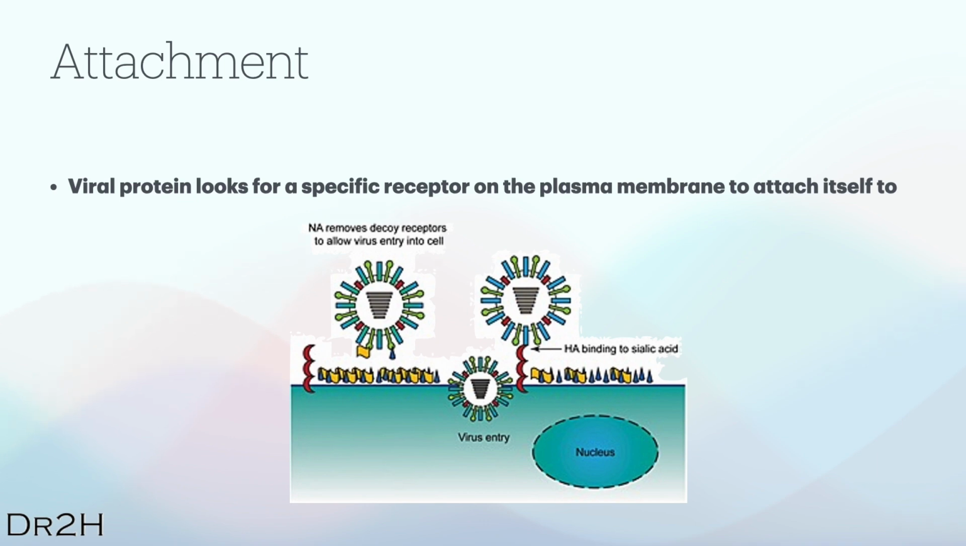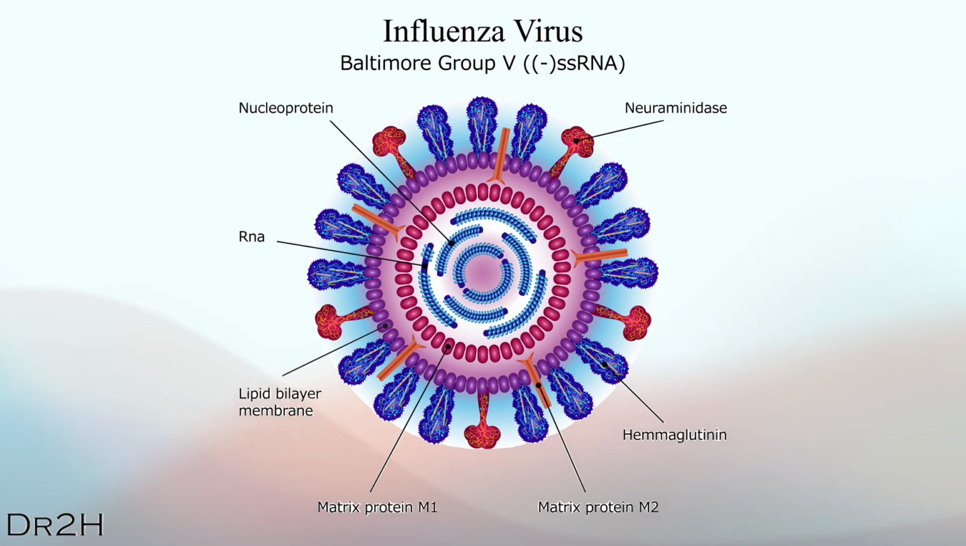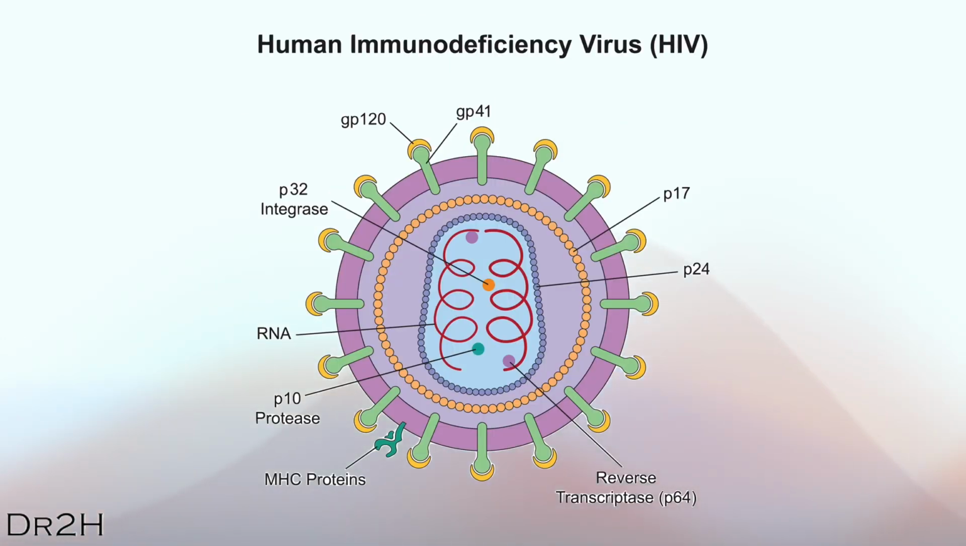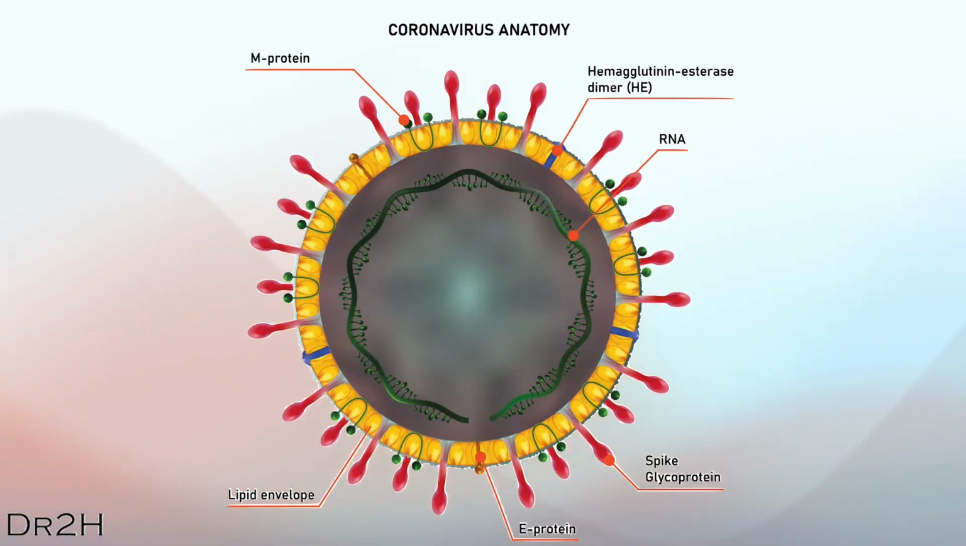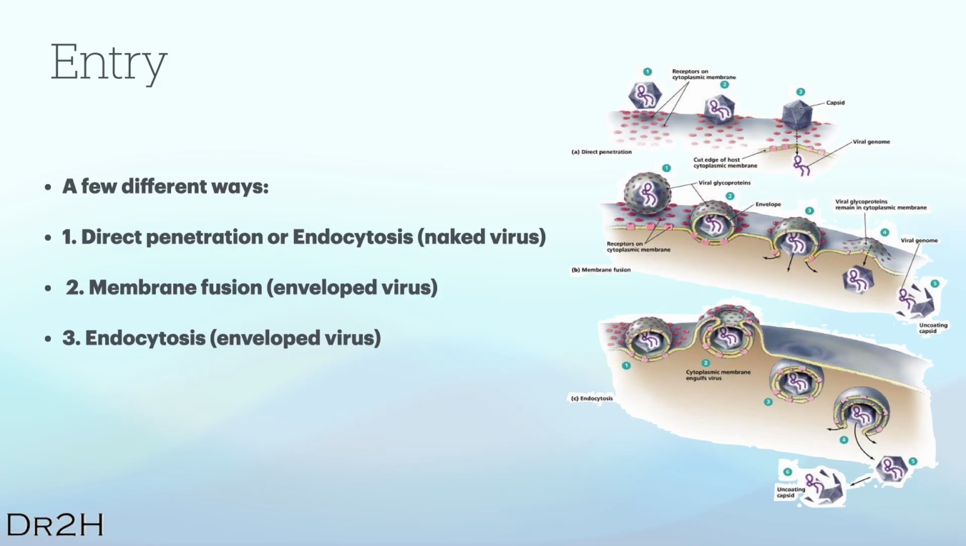During the attachment step, the viral protein looks for a specific receptor on the plasma membrane to attach itself to. For example, influenza's HA protein binds to sialic acid on the cell surface, HIV gp120 attaches to CD4 receptors on T cells, and SARS-CoV-2 spike protein binds to ACE2 receptors on epithelial cells.